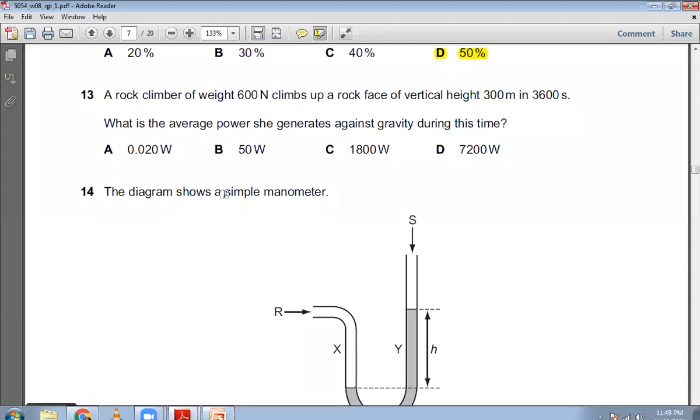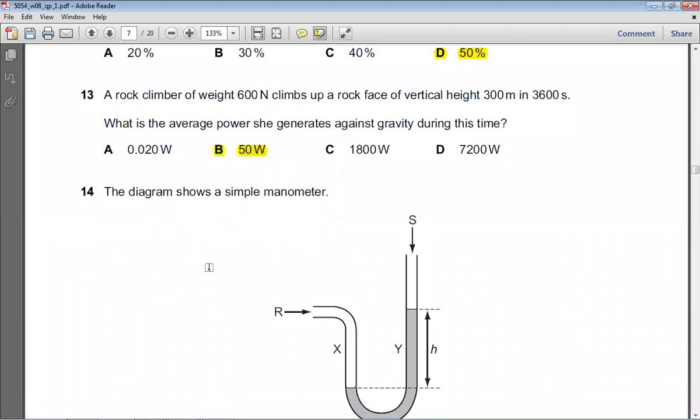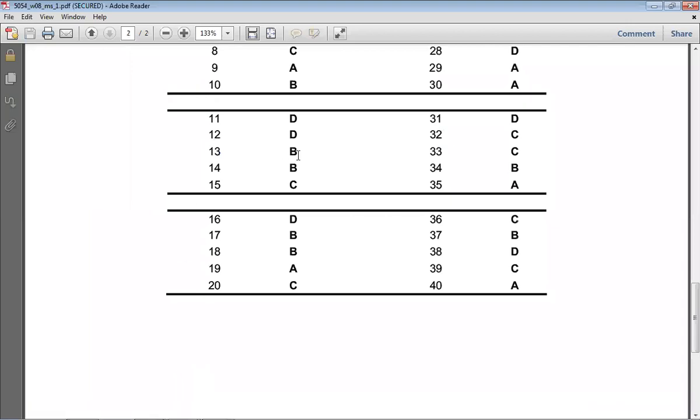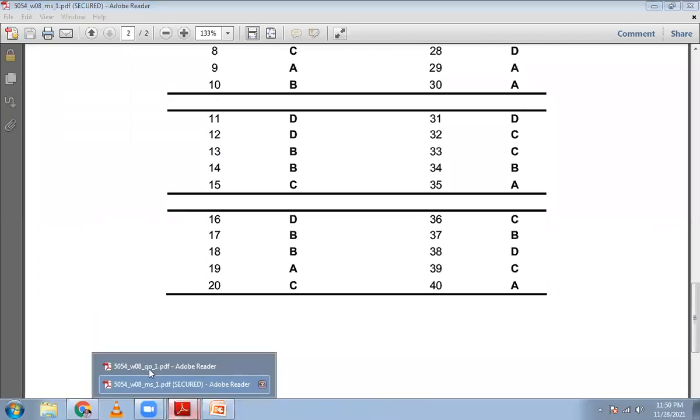So let's check. 50 watt. I think B is the right answer. Question number 13, B is the right answer.